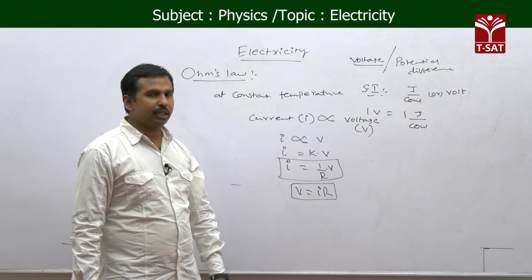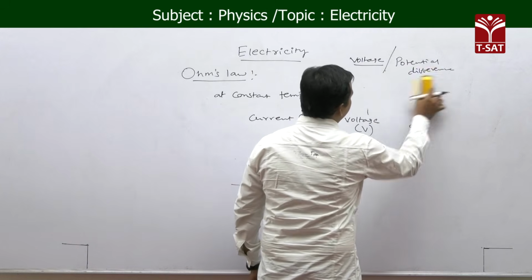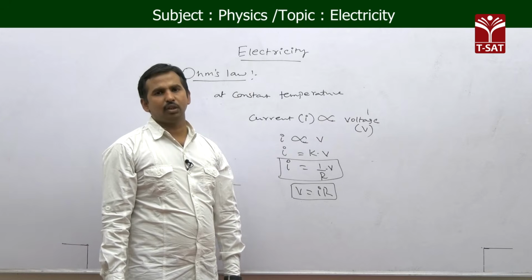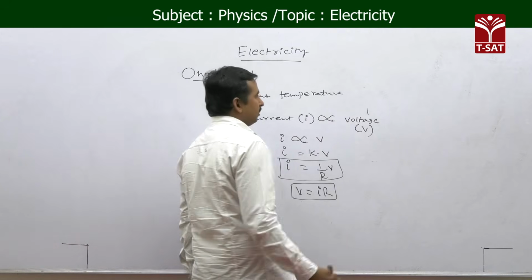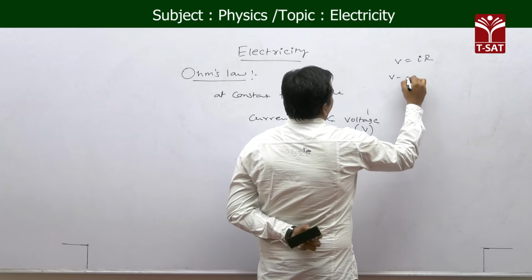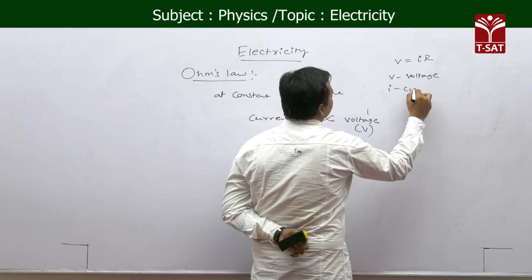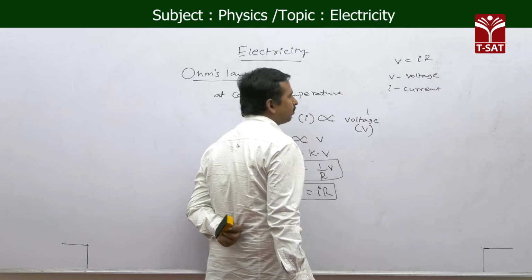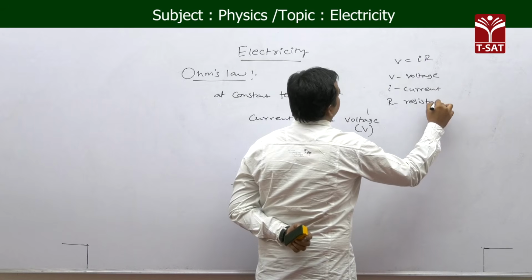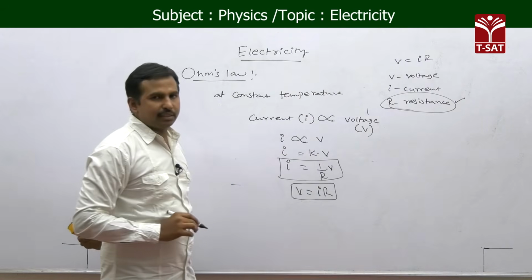Or you can write that as V is equal to IR, where V is the voltage, we already know that, and I is the current. Now we got a new physical quantity, we call that resistance. So in V is equal to IR, V is the voltage or the potential difference, I is the current drawn in the circuit or in that conductor passing there, and R is the resistance offered.